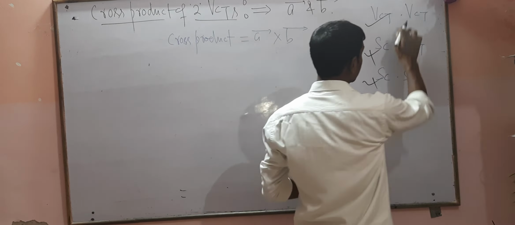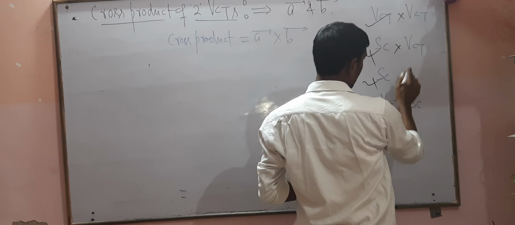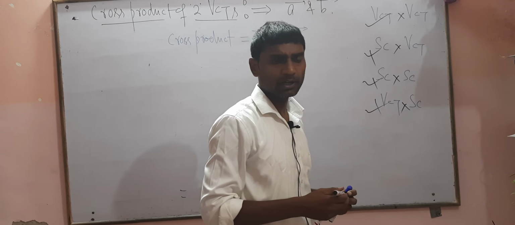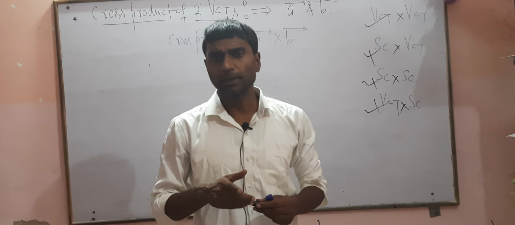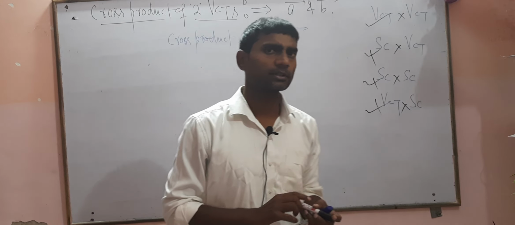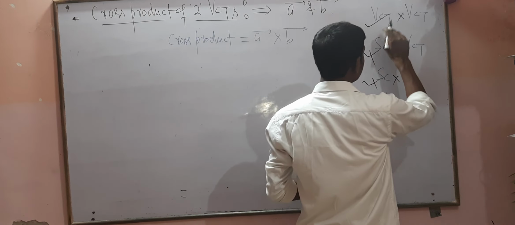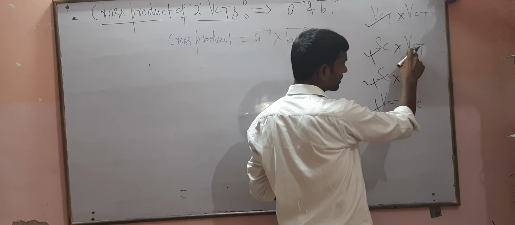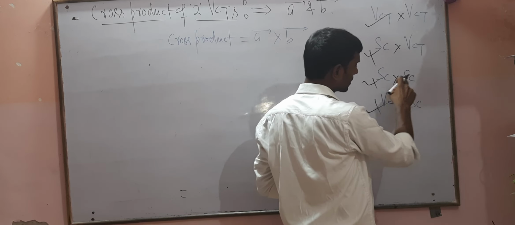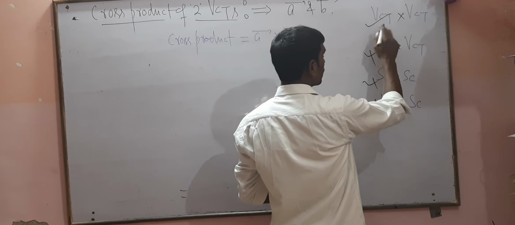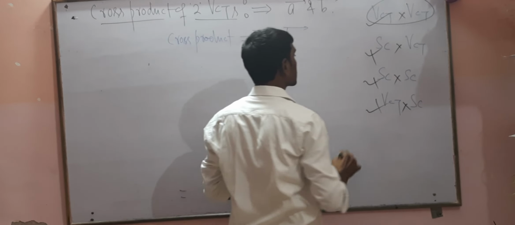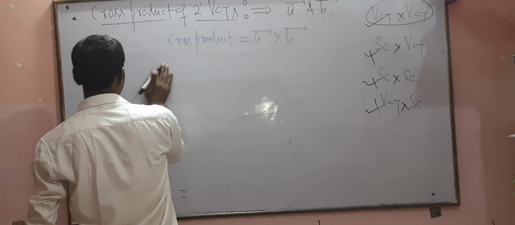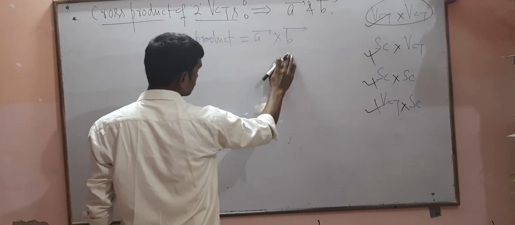Okay, for the cross product, similarly the same condition is applied. For the cross product, both quantities must be vector quantities. This will exist. This cannot exist, because the first quantity is a scalar and the second is a vector. First is a scalar, second is a scalar. First is a vector and second is a scalar. So only the first quantity exists: vector cross vector implies that A cross B equals the cross product.